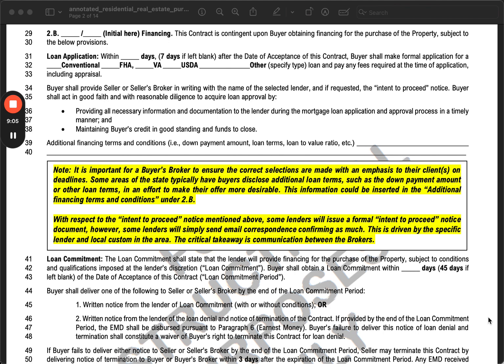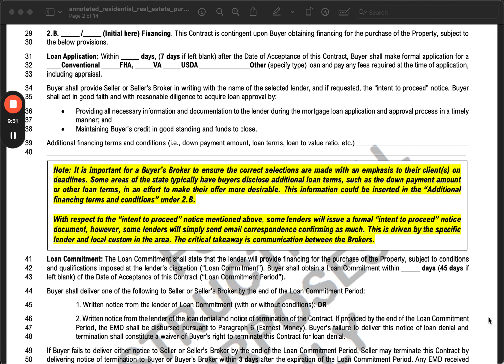It is important for a buyer's broker to ensure the correct selections are made with an emphasis to their clients on deadlines. Some areas of the state typically have buyers disclose additional loan terms, such as the down payment amount or other loan terms, in an effort to make their offer more desirable. This information could be inserted in the additional financing terms and conditions under 2B.